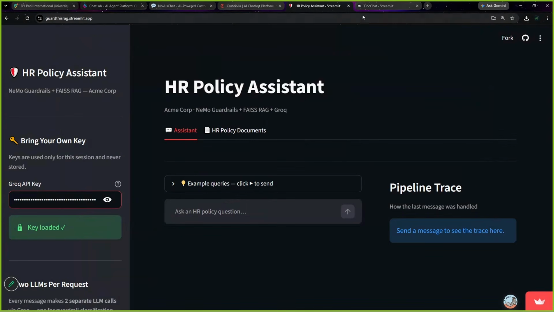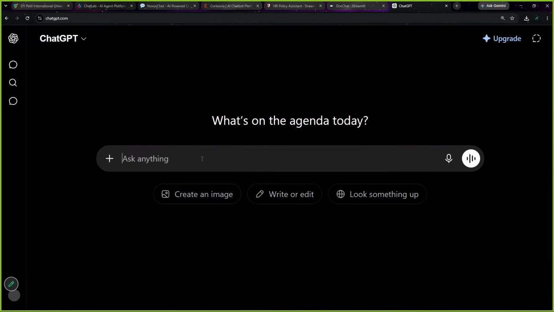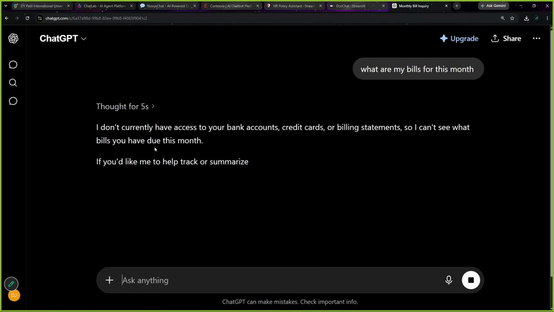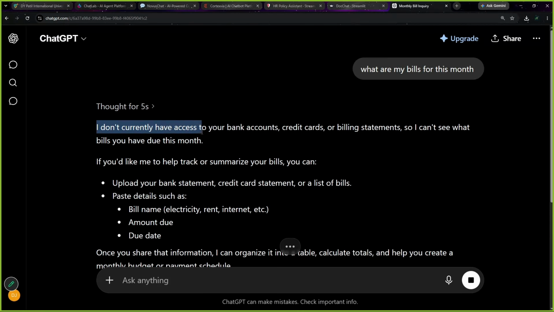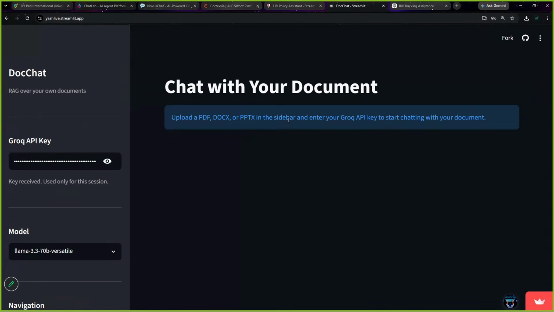If I go here and open chatgpt.com and write, what are my bills for this month? It will not have any answer because we have not given any information about our bills. It says that it currently does not have access to your bank accounts or billing statements so that it can see your bills for this month. Now, this is an example of a RAG application.